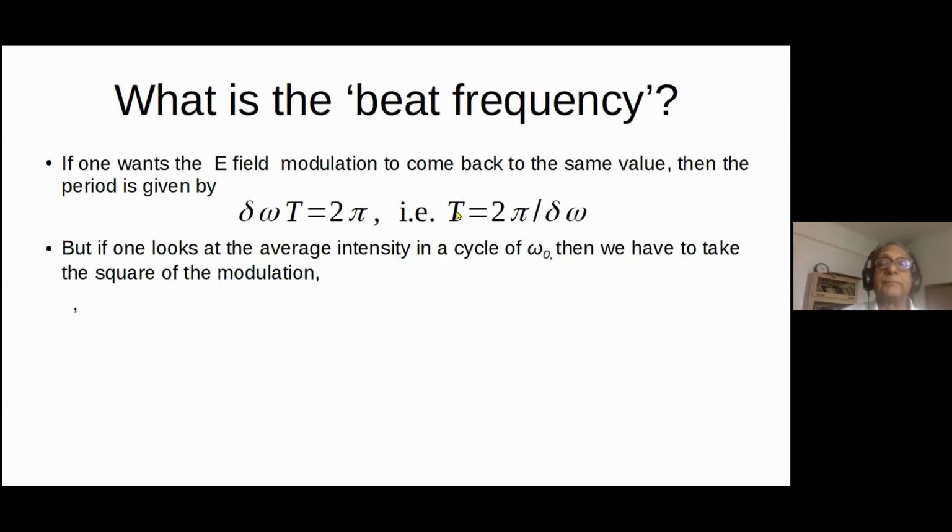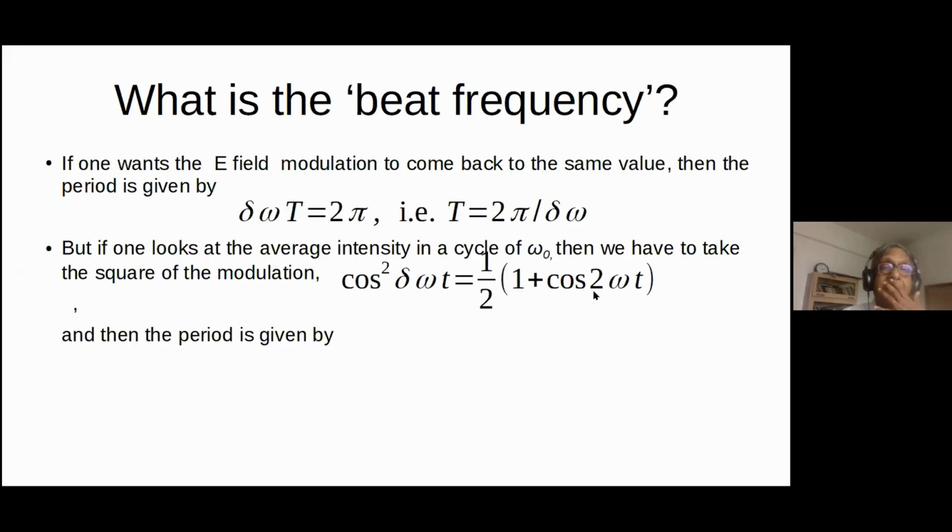But if you look at the average intensity, we have to square that. And if you square cos of delta omega t, you will get this quantity. And now you see that we get a constant term, an average, and double the frequency. So now the period is given by 2 pi divided by this quantity, twice.